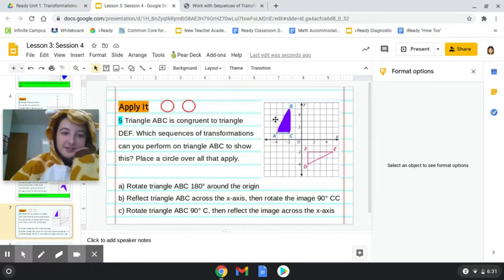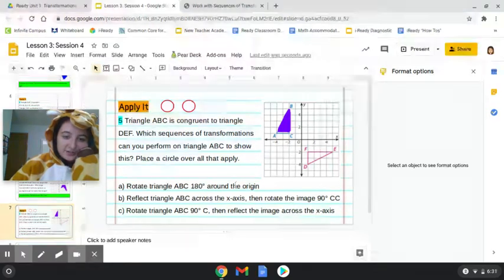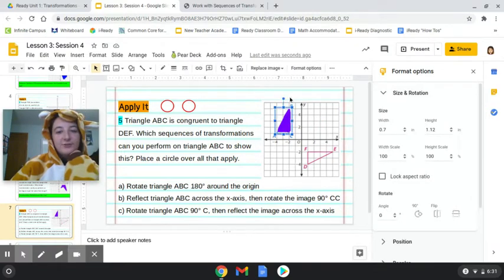Next we have question 5. And so we want to rotate this triangle 180 degrees around the origin. So we're going to do that.